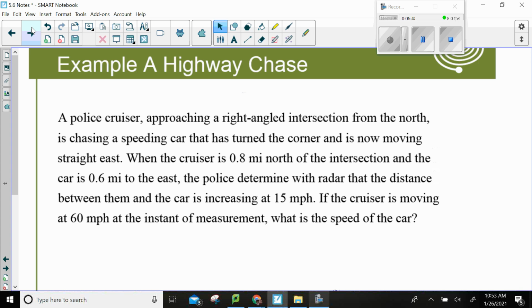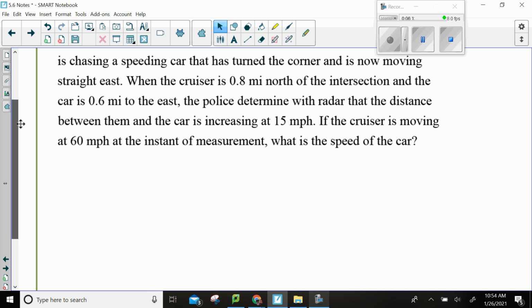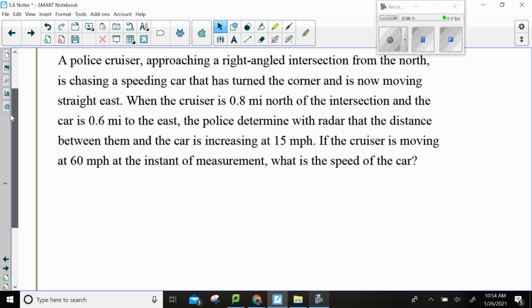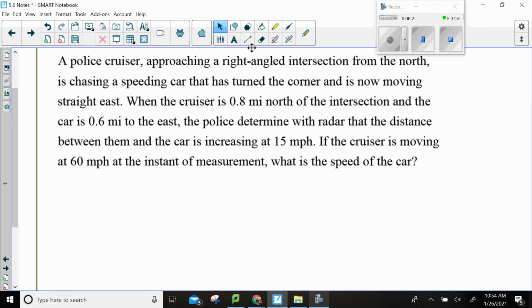A police cruiser approaching a right-angled intersection from the north is chasing a speeding car that has turned the corner and is now moving straight east. When the cruiser is 0.8 miles north of the intersection and the car is 0.6 miles to the east, the police determine with radar that the distance between them and the car is increasing at 15 miles an hour. If the cruiser is moving at 60 miles an hour at the instant of measurement, what is the speed of the car? So we have all this fun information.